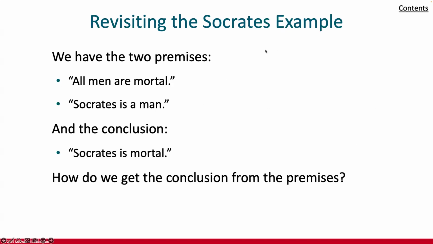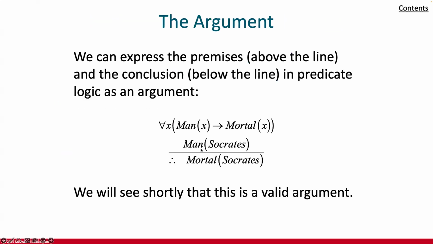So we'll come back to our Socrates example, as now it's going to be played out in this third part, using all three parts that we have for this chapter. We have two premises: all men are mortal, Socrates is a man, and then we have a conclusion: Socrates is mortal. So how do we get to the conclusion from the premises? That's the thing that we want to be looking at.